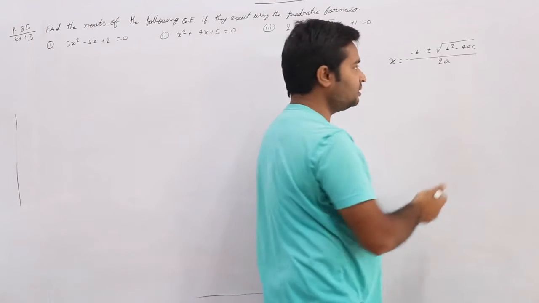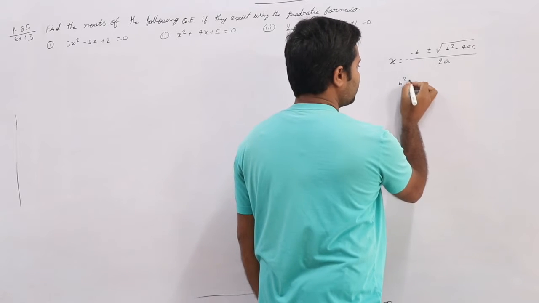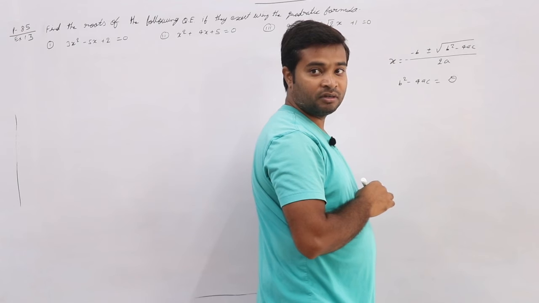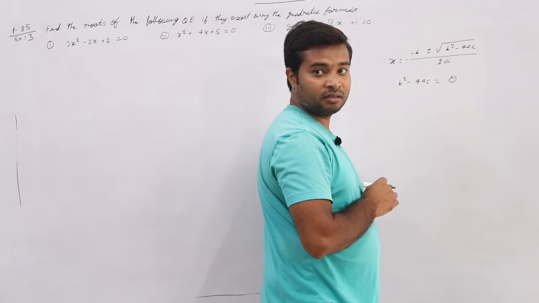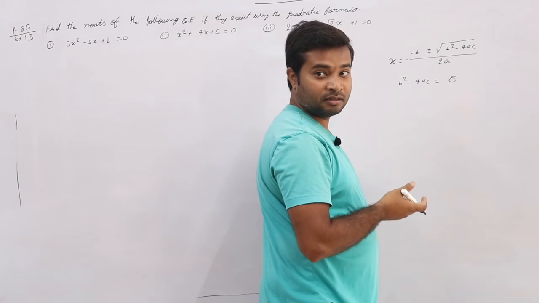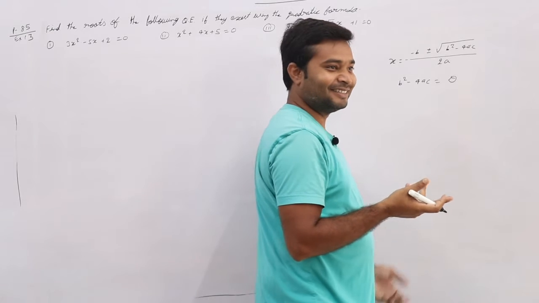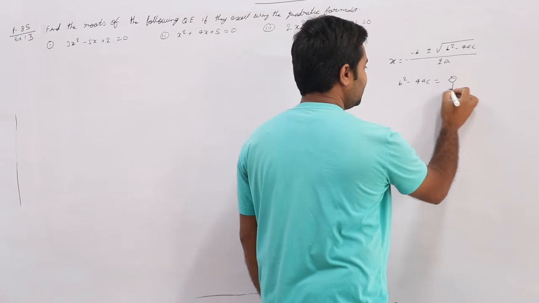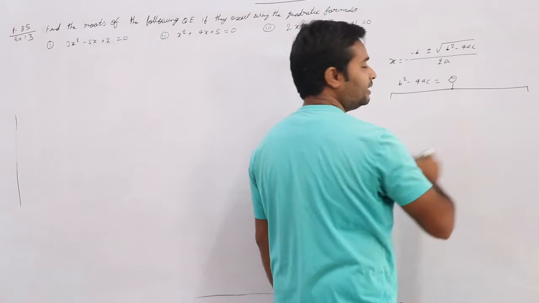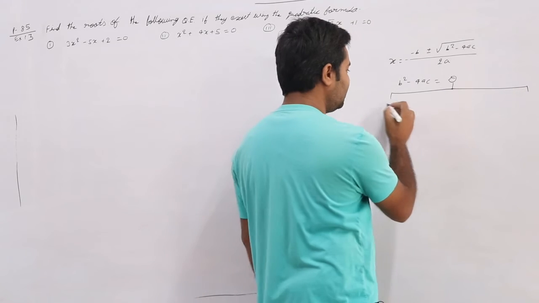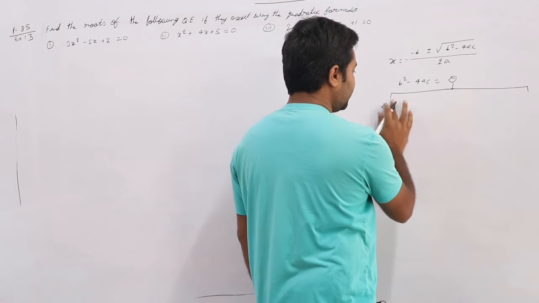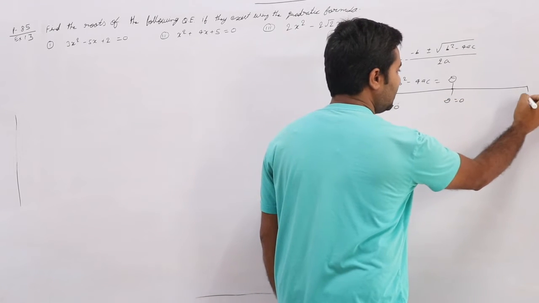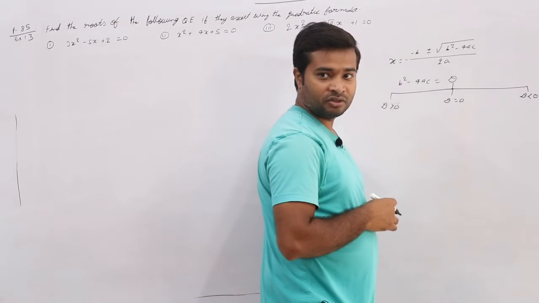Correct formula, where b square minus 4ac is equal to d, d for discriminant. Then I told you this d depends on three things, the nature of roots, right? Either d can be greater than 0, d can be equal to 0, and d can be less than 0.